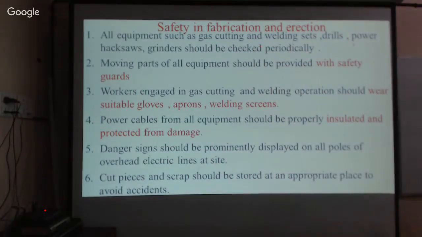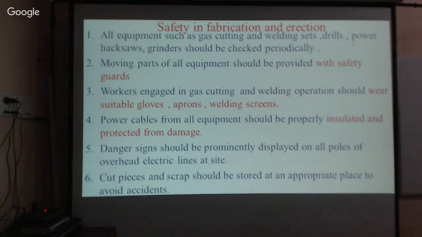Isn't it? Safety in fabrication and erection. All equipment such as gas cutting and welding sets, drills, power axes, and grinders should be checked periodically. Regularly you need to check the working condition of the equipment. The moving parts of all equipment should be provided with safety guards. Workers engaged in gas cutting or welding production should wear suitable gloves, aprons, and welding screens. Power cables from all equipment should be properly insulated and protected from damage. Danger signs should be prominently displayed on all poles of overhead electric lines at site.